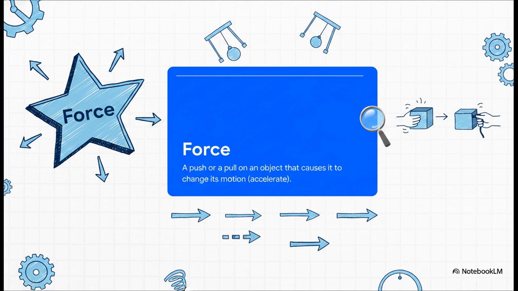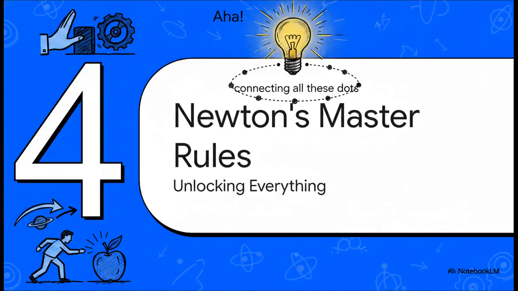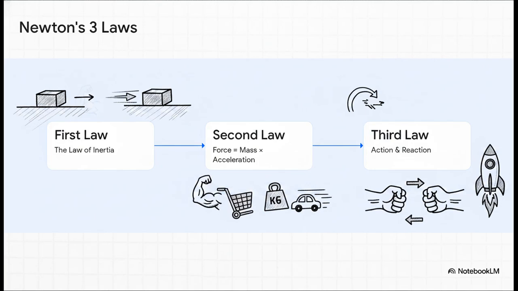That's it. It's just a push or a pull. Anytime an object's motion changes, you can bet there's a force behind it. It is the why for every single acceleration we just defined. And this is where we get to the absolute heart of classical mechanics, the big aha moment. The thing that connects all these dots really came from one guy, Isaac Newton. He came up with 3 incredibly elegant yet powerful rules that explain pretty much everything about how forces and motion work.